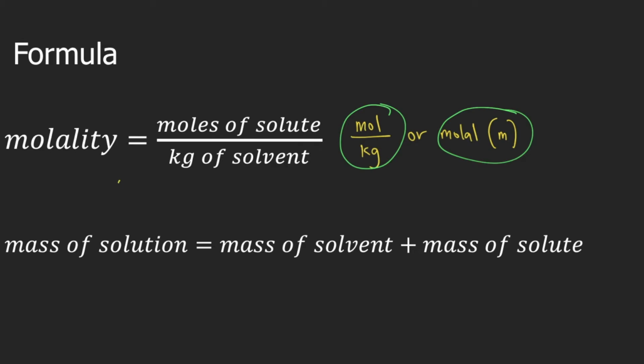So when you say 1 molal, that is just equivalent to 1 mole per kg, or 0.750 molal, that is just equivalent to 0.750 mole per kg. The second formula would be the mass of solution. Mass of solution is equal to mass of solvent plus mass of solute.